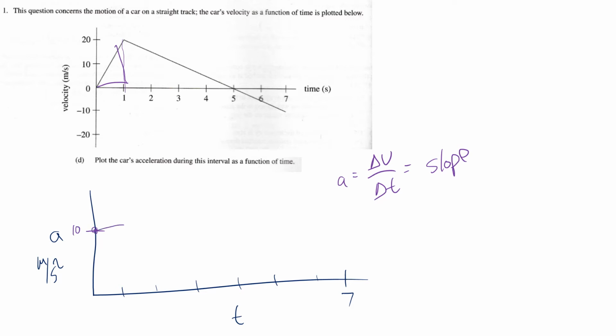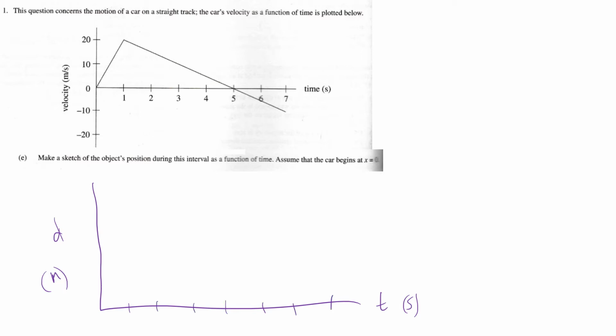So we're going to start off here. Boom, boom. What's your slope here? You're going to go over by 4, down by 20. So 20 divided by 4 is negative 5. So we're going to have negative 5, and then we're going to go here, and that's going to go all the way to 7. And that's it. Ta-da! Easy.